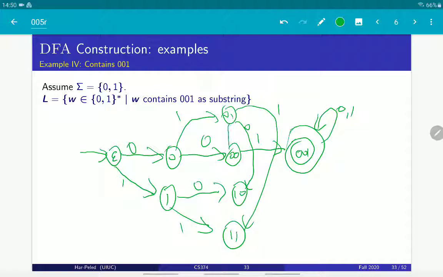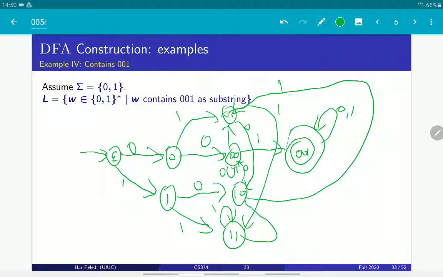So if we get the 1, we go to 0, 1 from this state. If we get a 0, we stay where we are. 1, 0, if we get a 0, we go to this state. I know it's a mess, but it's the principle of the thing, not necessarily the low-level detail. If we get a 1, we go back here. And finally, if we get 1, 1, we get 1, we stay here. And if we get 0, we go back to 1, 0. And this is it.